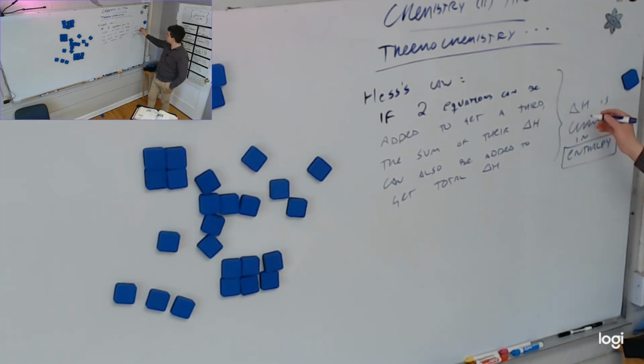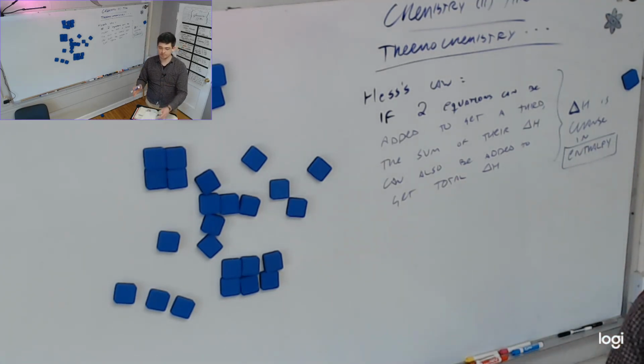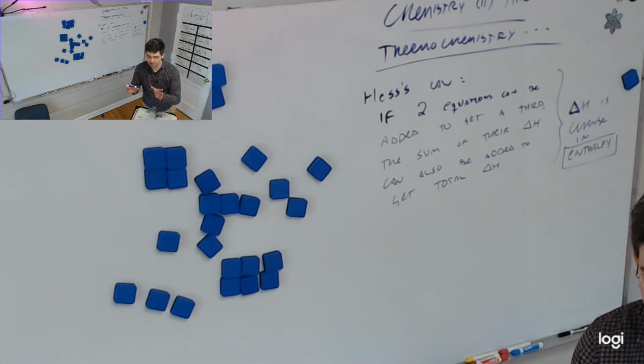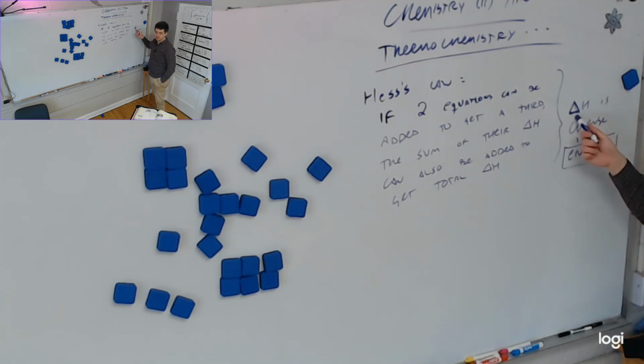But for another thing, we always measure it as delta H, and this is very important because it's impossible to know how much enthalpy a system has. It's impossible to know how much heat energy a system contains. You can't ever know the exact amount, but you can measure the change in enthalpy.